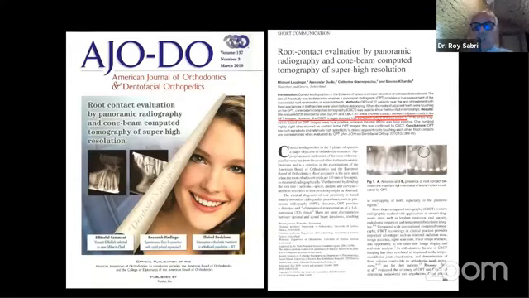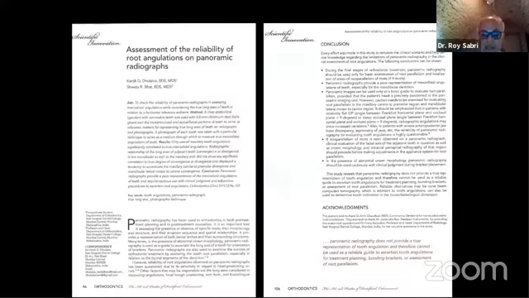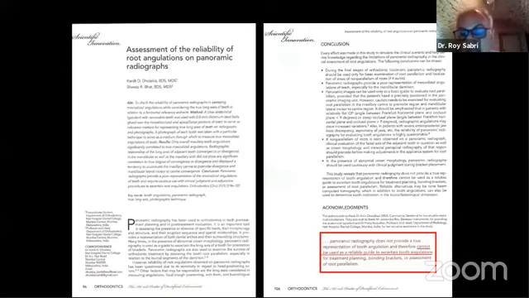Now, how do we check root parallelism? This is an interesting study that looked at panoramics versus cone beam computed tomography, which is very precise as far as root parallelism. And it showed that panoramic is not a good X-ray for root parallelism. And root contacts were overestimated when evaluated by panoramic. This is another study. Also, I give you the conclusion that panoramic radiograph cannot be used as a reliable guide to a certain tooth angulation.